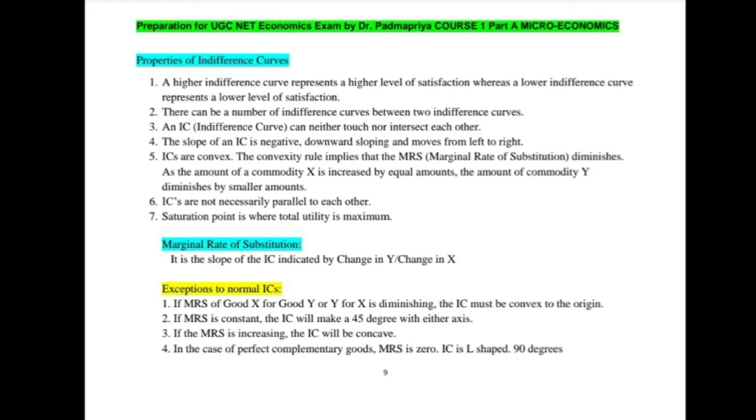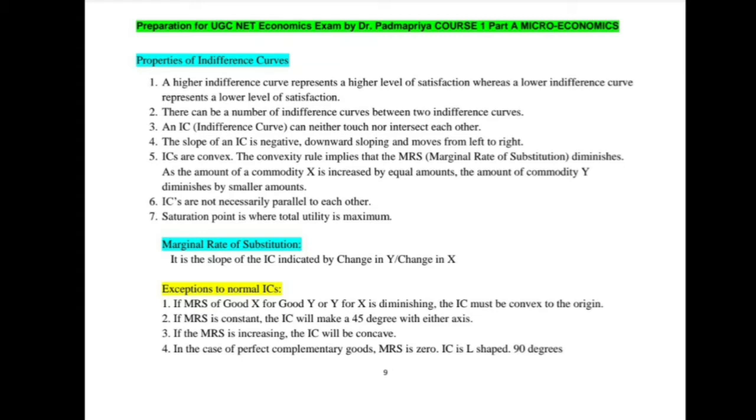So what is basically MRS, or marginal rate of substitution? It is the slope of the indifference curve, as indicated by change in Y by change in X. There are certain exceptions to the normal indifference curve. We can see cases where indifference curves are concave, when they are 45 degrees, when they are 90 degrees, and so on and so forth.